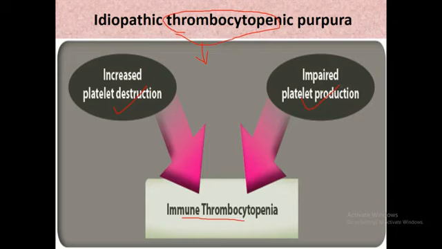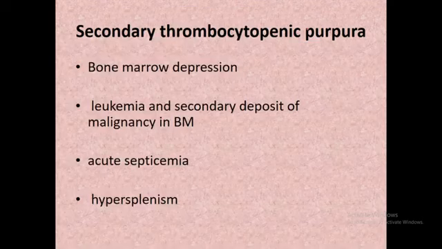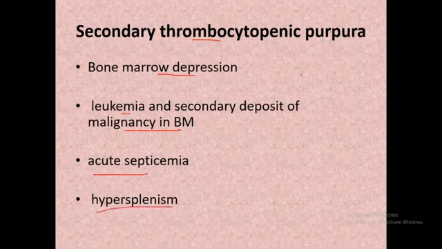And this condition is known as idiopathic thrombocytopenic purpura. Whenever, simultaneously with the thrombocytopenia, it also causes bleeding, then the condition is known as idiopathic thrombocytopenic purpura. Secondary thrombocytopenic purpura occurs due to bone marrow depression, leukemia, secondary deposits of malignancy in the bone marrow, acute septicemia, and hypersplenism. So all these are the causes of secondary thrombocytopenic purpura.